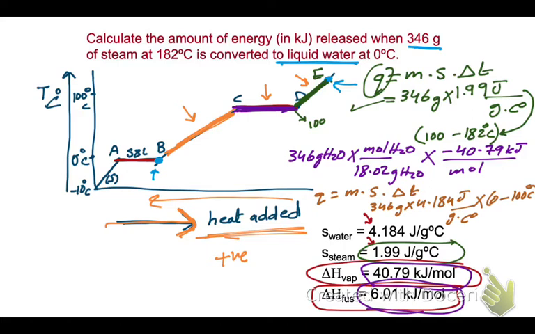Now, pay attention that the first and third give you the units in joules, while the second one is in kilojoules. So you do have to unify your units, add the heat of the three segments, and that will be the amount of heat released when you went from 182 degrees Celsius for steam to liquid water at 0.